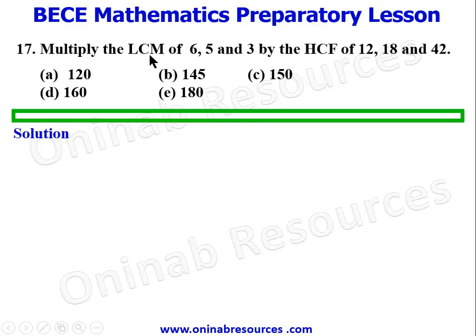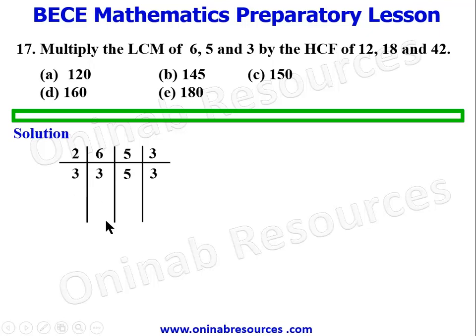To find the solution to this problem, we find the LCM of 6, 5, and 3 first. So we are going to use tabular form. 6, 5 and 3. 2 can divide 6, so I go with 2. 6 divided by 2 gives 3, then we retain 5 and 3. 3 divides 3, so we go with 3. 3 divided by 3 gives 1. 3 does not divide 5, so we have 5. Then we have a 1. Then 5 goes. We have 1, 1, 1. So the LCM will be 2 times 3 times 5. 2 times 3 gives 6 times 5 gives 30.